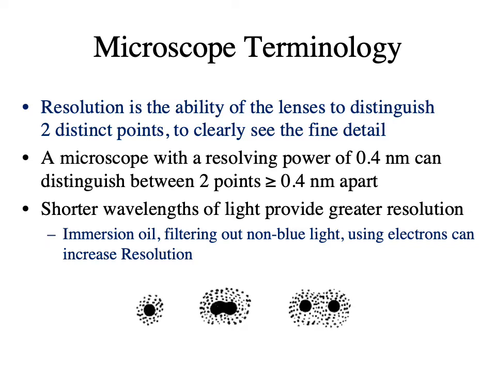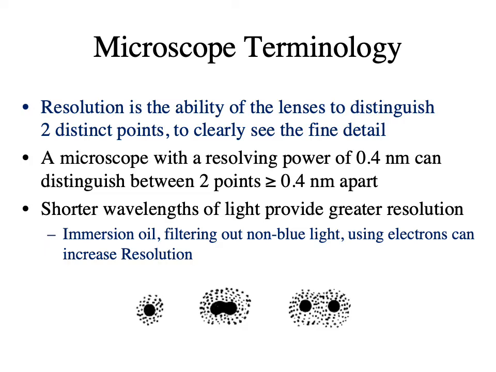The following is a very important microscopic term that you need to know. It's resolution. Resolution is the ability of the lenses to distinguish two distinct points, to see fine detail clearly. The idea is that shorter wavelengths of light can provide the greater resolution. And the best way to improve resolution is through immersion oil, filtering out non-blue light, or using electrons.